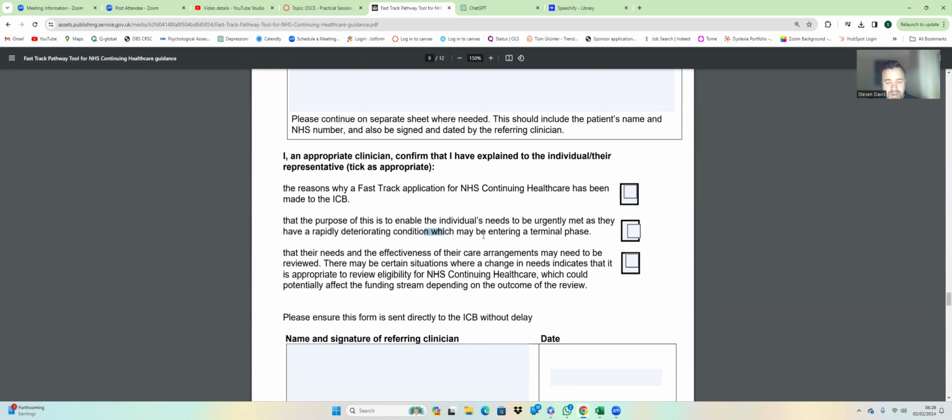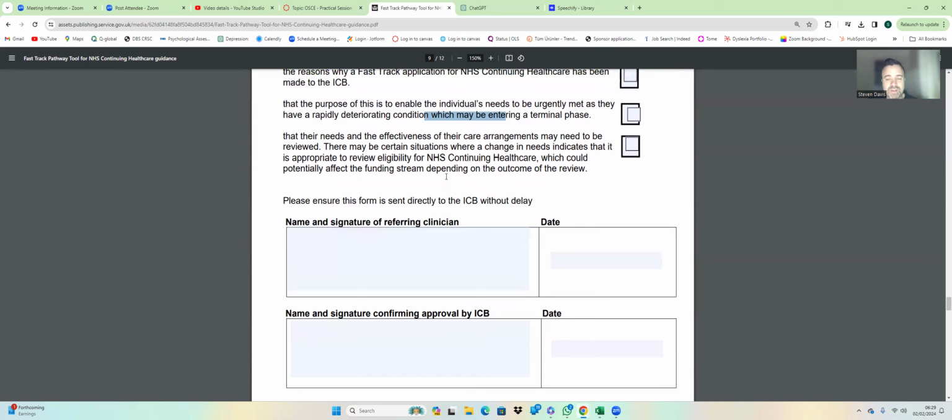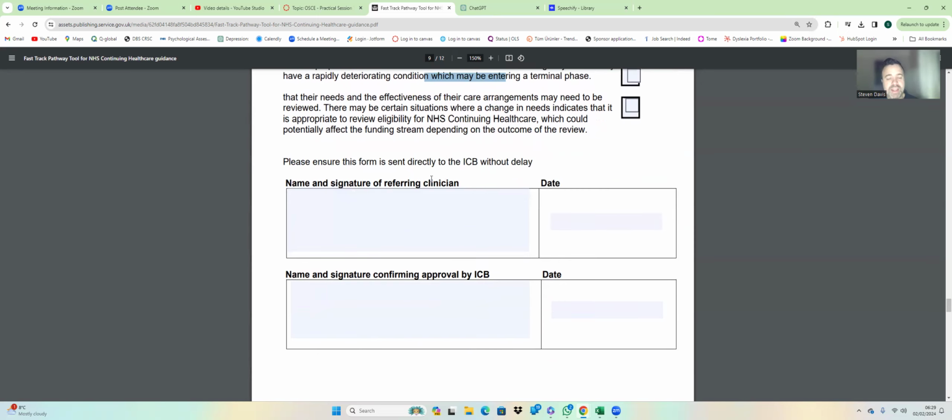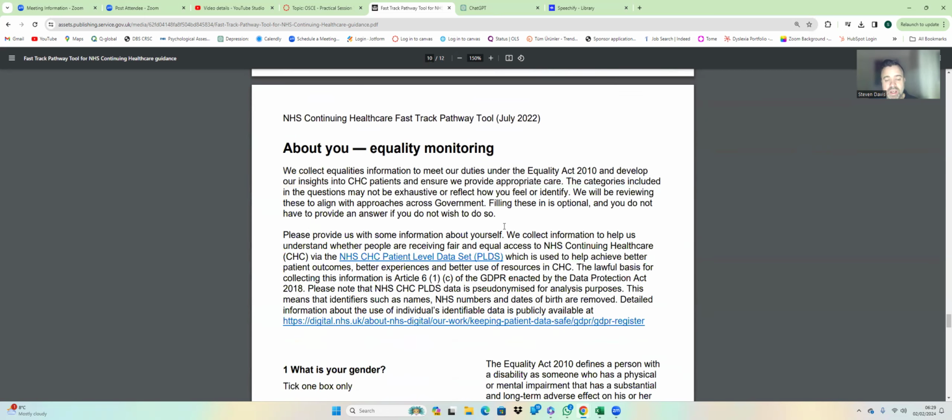And again, it may be entering the terminal phase. It's not saying you definitely are, because sometimes it can be quite tricky. And their needs and the effectiveness of their care arrangements may need to be reviewed. So again, just looking at that there. So we should be ticking those. Again, the clinician should be signing, and then that's obviously sent to the board.